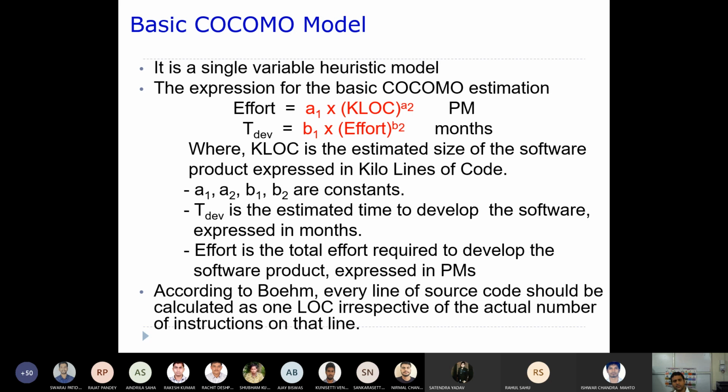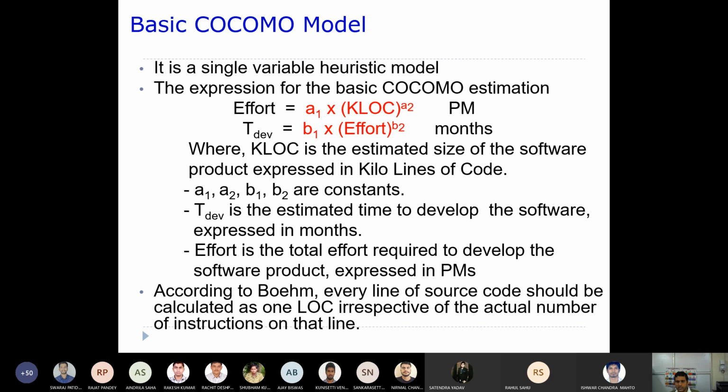Now, as part of your basic COCOMO model, Boehm gave these expressions. They are all single variable heuristic models, because they take only one independent variable and use it to predict. You can see the effort can be calculated from KLOC. That means project size is estimated independently. Once we have the project size in KLOC, you can easily estimate the effort.